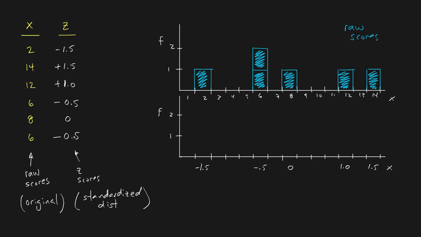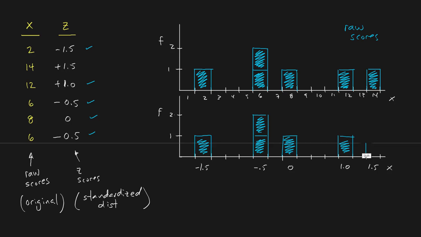And if I go through and I plot each one of these, you'll see that what we get is the very same picture. We have one -1.5, so that's taken care of. We have 2 -0.5s, so that goes up to a frequency of 2. And then finally we have a 1. We've got our 0. We've got a 1. And a 1.5. A little sloppy there, but you get the idea.